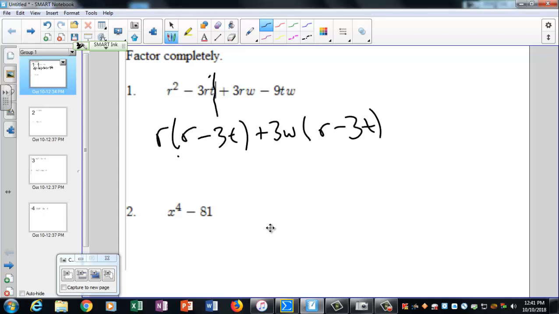There's a chance it's me. I'm not going to lie because I've done it before. But there's also a chance it's you as well. R minus 3T, R plus 3W. And that is the factored form.